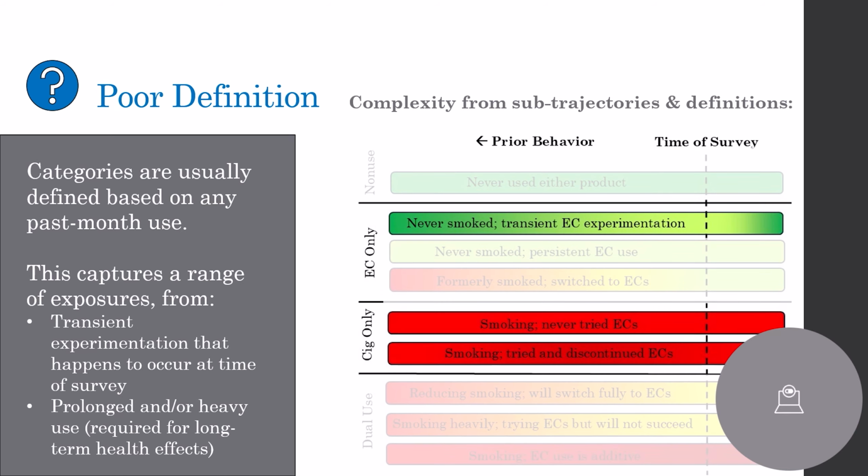The third major flaw is poor definitions of e-cigarette exposure. Usually, e-cigarette exposure is defined as any use in the past 30 days. This further complicates some of the subgroups because it could capture people that are transiently experimenting with e-cigarettes at the time of the survey. Or it could include all the way up to prolonged and heavy use, which at least for smoking is required for long-term health effects.